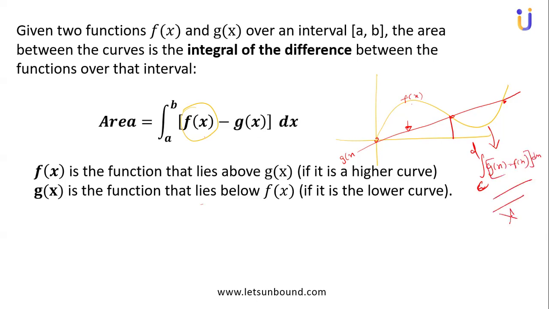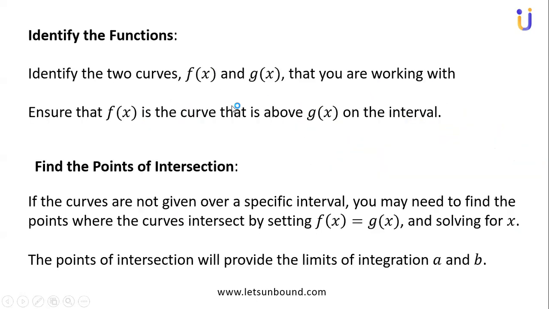Right? This is very important. What if you do it wrongly? Instead of the higher curve minus the lower curve, if you do lower curve minus higher curve, you will get a negative answer. That's it. Area cannot be negative. So in that case, you can just correct your errors. And so how to solve this?